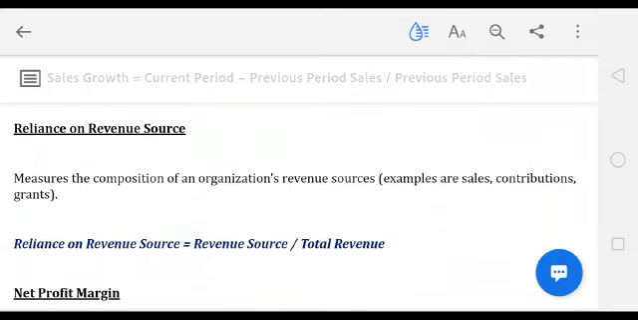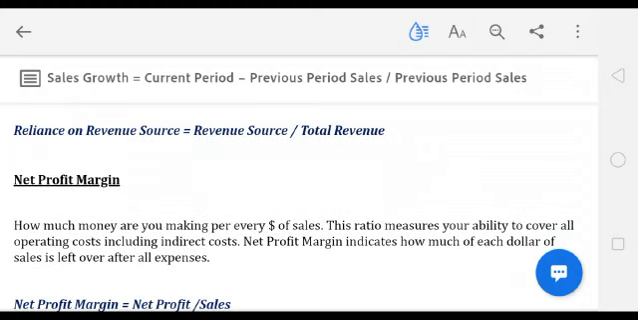Now the second one is reliance on revenue source. It measures the composition of an organization's revenue sources, for example, sales, contribution, grants, and any other source of income. Reliance on revenue resource can be calculated by revenue resource divided by total revenue.